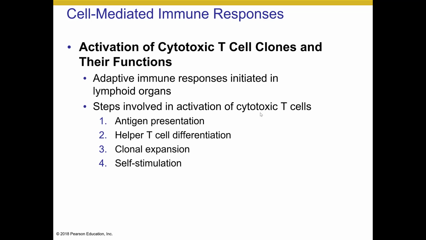You can't fight an infection with only 10 cells, so part of this activation process means making more cytotoxic T cells that can respond to chickenpox. That's what clonal expansion is. Self-stimulation basically is talking about the ability of activated cytotoxic T cells to cause activation of even more.